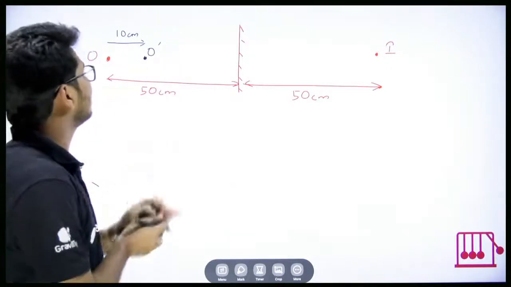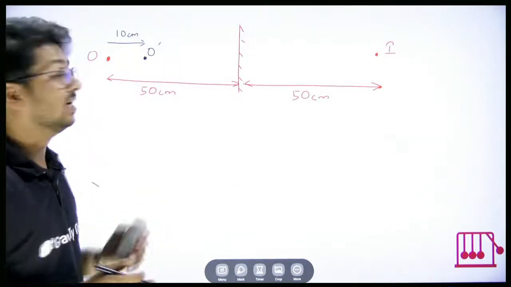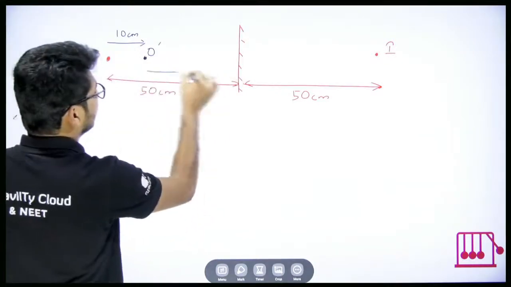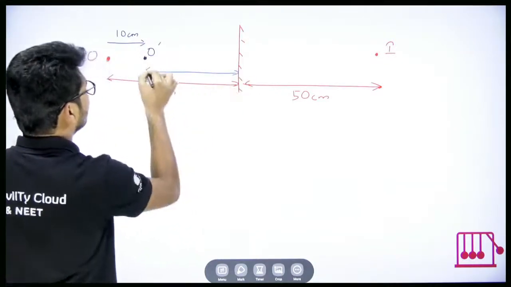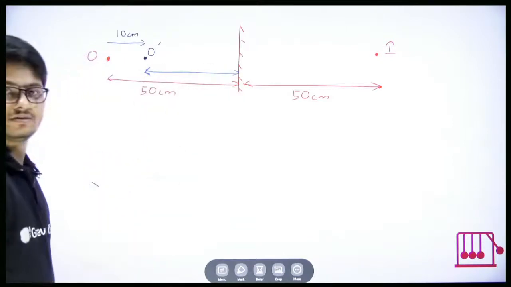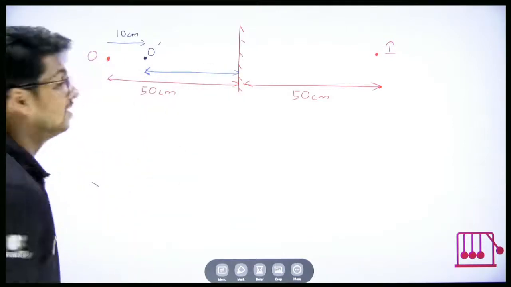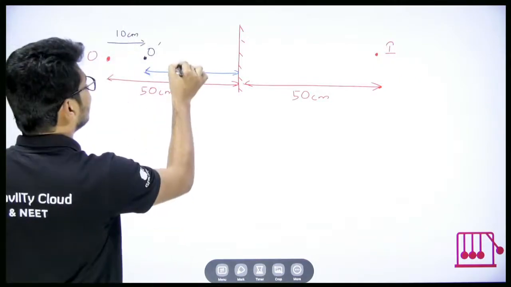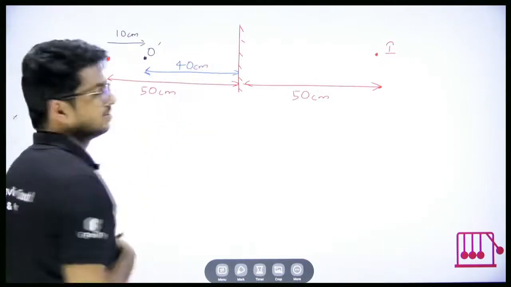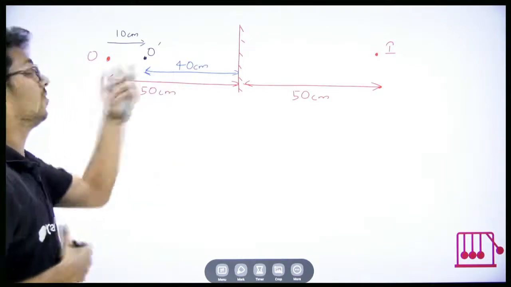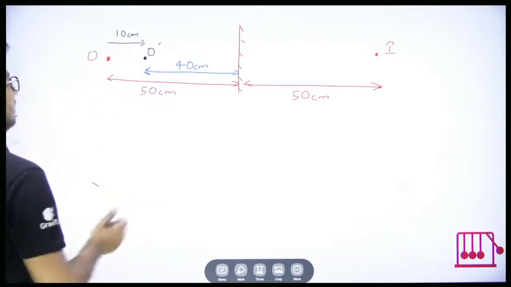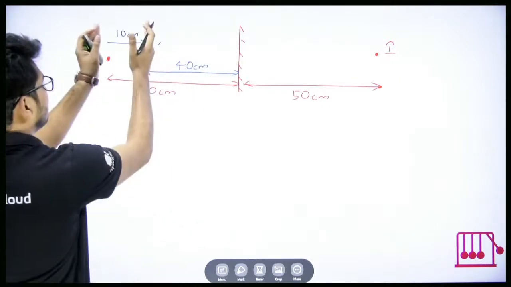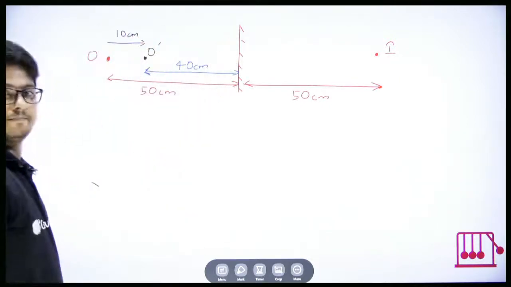Now when the object is here, what is the distance from the mirror? We need this distance. How much is it? Everyone, we need this distance. How much will it be? It will be 50 minus 10, 40 centimeter. Yes or no? Right, 50 minus 10 is 40. From 50 you subtract 10, you will get 40.